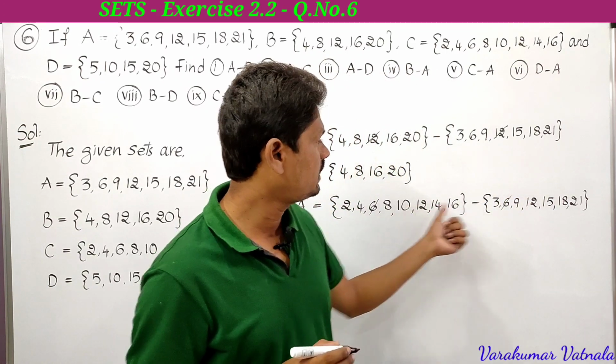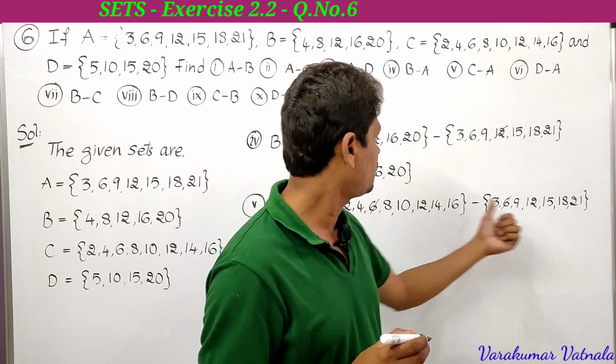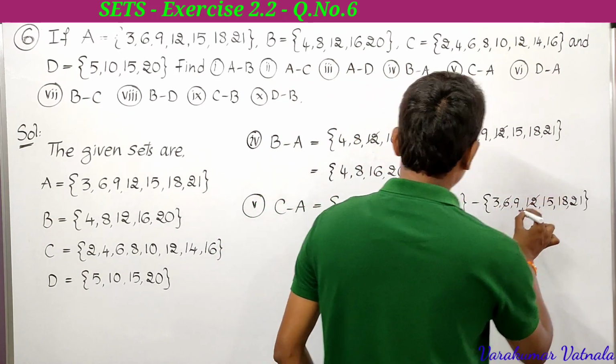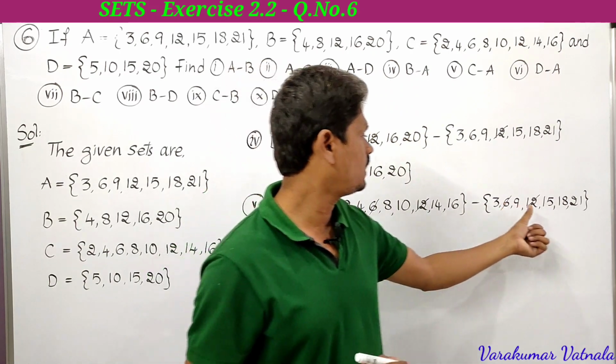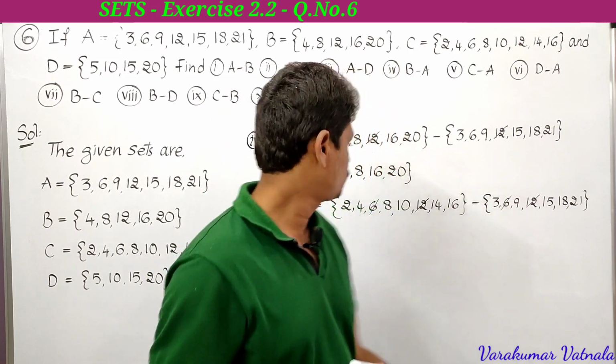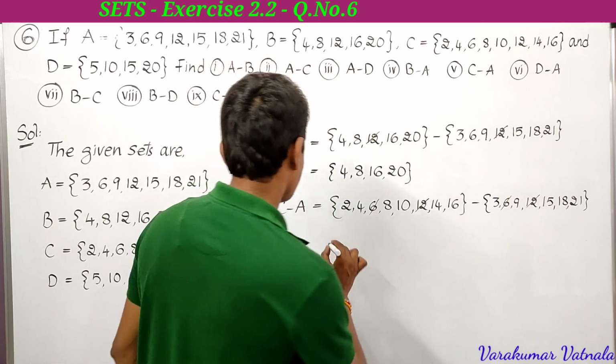Next, 8 is there, 8 not there, 10 is there, 10 not there, but 12 is there, here also 12 is there, so cancel 12. Here 14 is there, here 14 is not there, 16 is there, 16 is not there, so only 6 and 12 are the common elements.